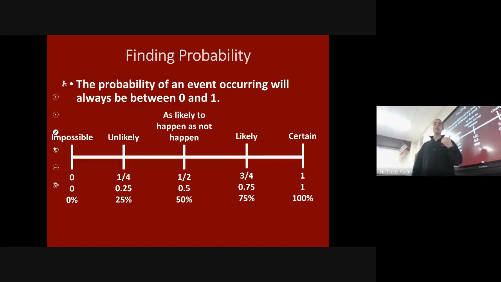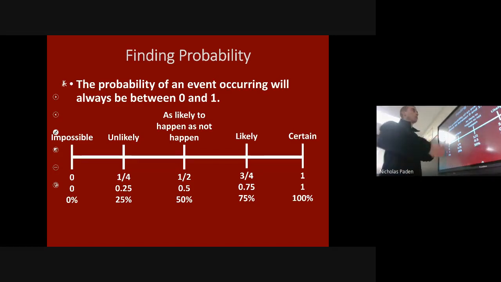Something that is certain is rolling a 1 through 6 on a 6-sided die. You will always land on 1 through 6. Or flipping heads or tails on a coin. There's only 2 sides to a coin. It's 100% that you're going to land on one of those, heads or tails. In between 0 and 1, then we have most of the probabilities that we're going to be dealing with.